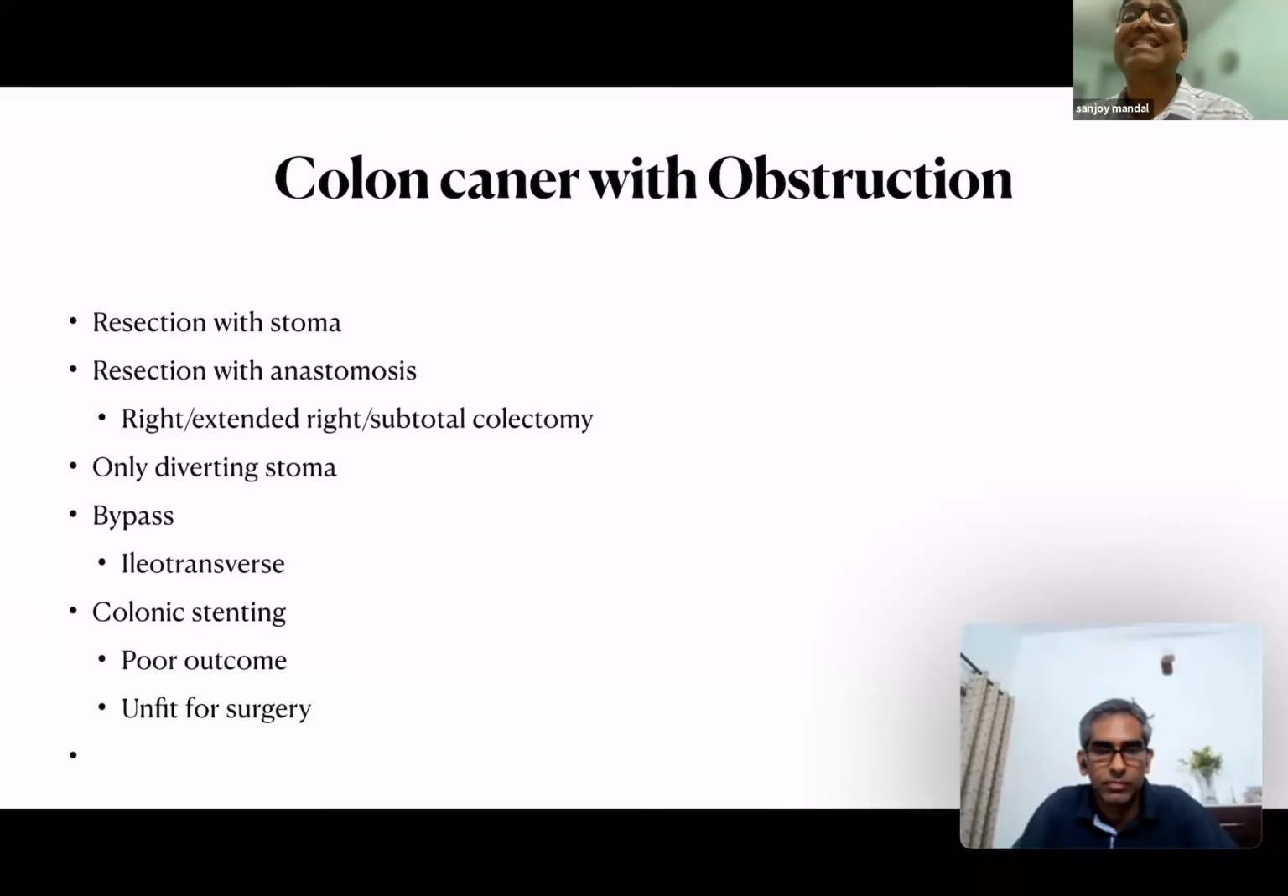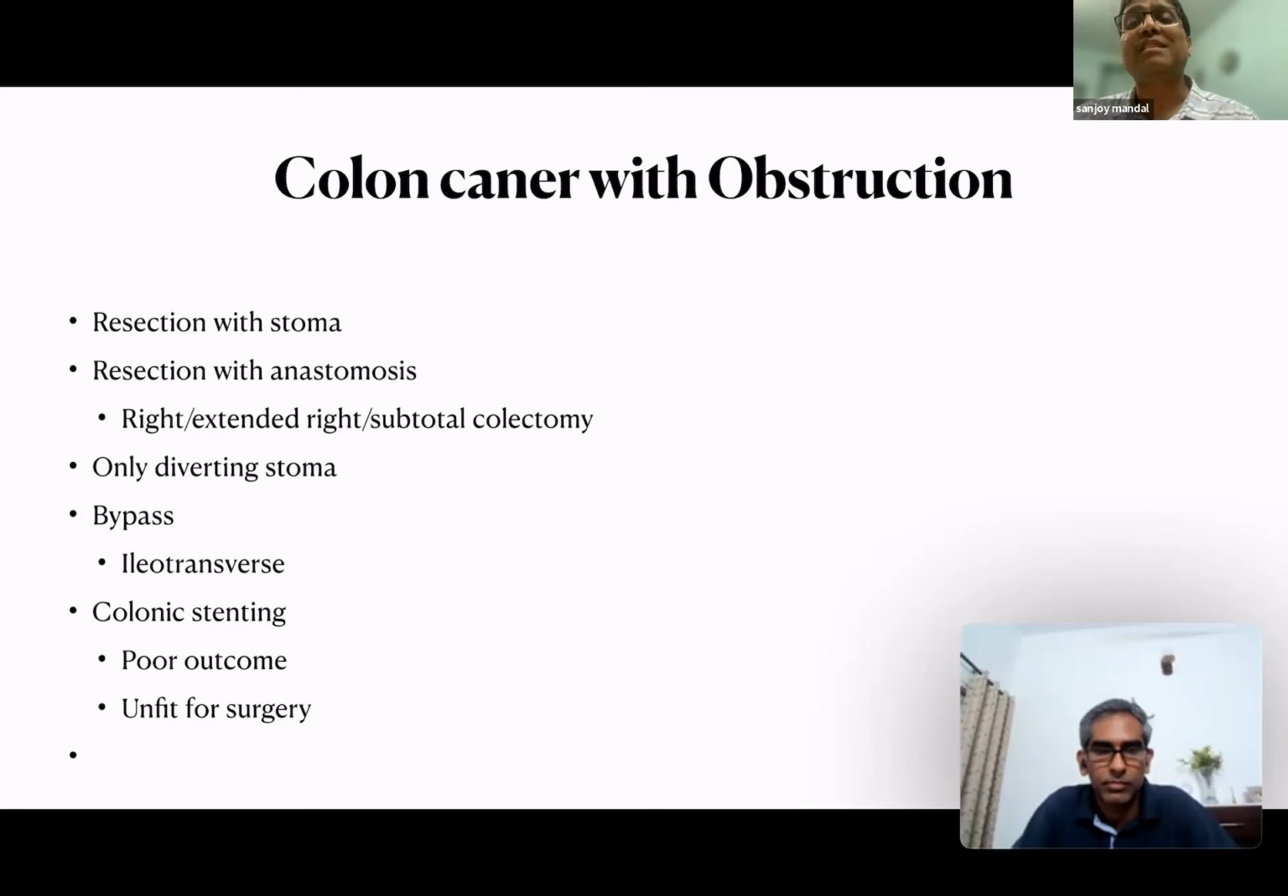A word about colon cancer with obstruction. What is the approach? Resection with stoma is generally the treatment of choice. Though if you have a right-sided lesion, you can do a resection with ileotransverse anastomosis following a right hemicolectomy, an extended right hemicolectomy, or even a subtotal colectomy. You might do a diverting stoma depending upon the situation. If the patient is very sick, or you think a resection would be detrimental and he would not be able to take it, then only a diverting stoma is good enough.